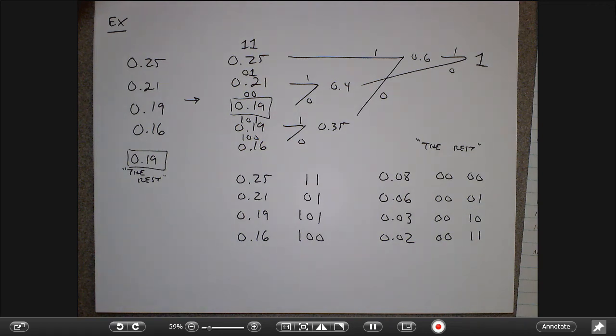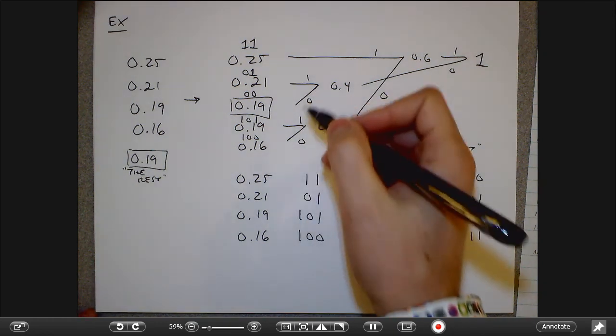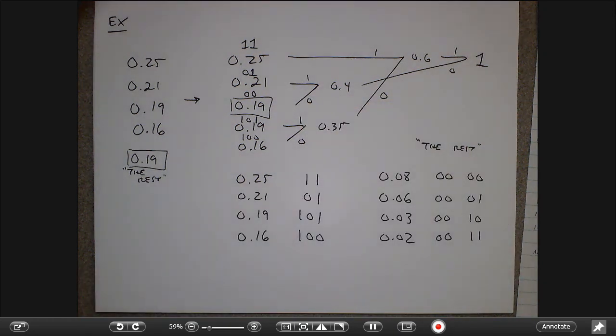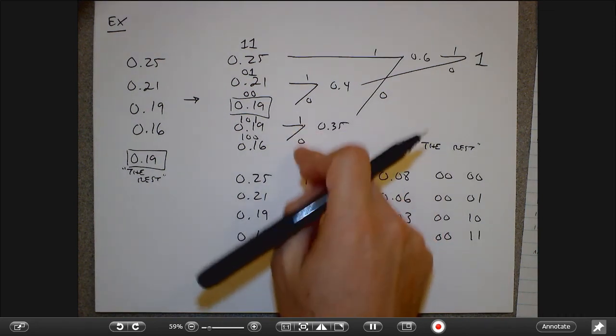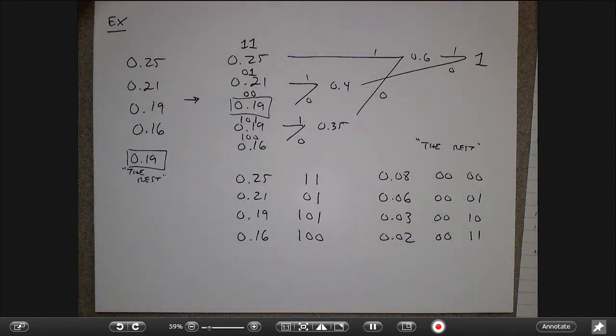Yeah. How do you know which one gets the 0 and which gets the 1? You mean in terms of the branches? It's arbitrary. As long as you're consistent when you make your tree, it doesn't matter. I could flip these to be 0 on top and 1 on the bottom, and it would still be a valid Huffman code. So don't worry about that.